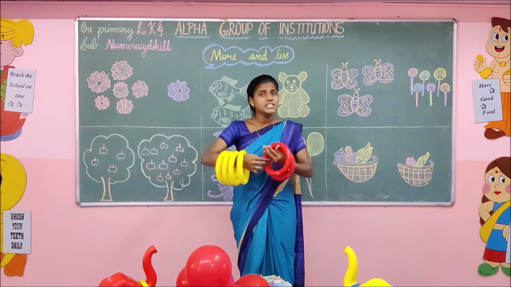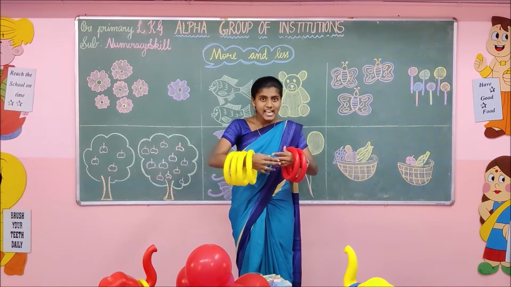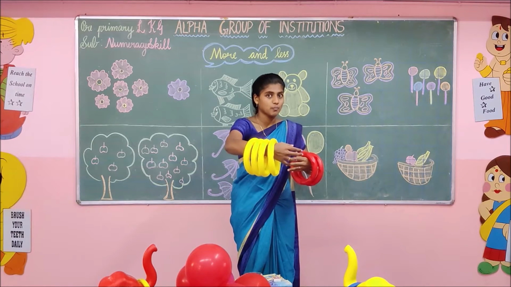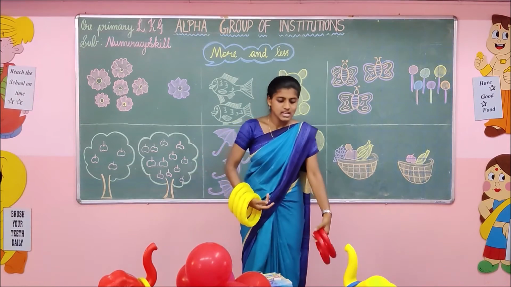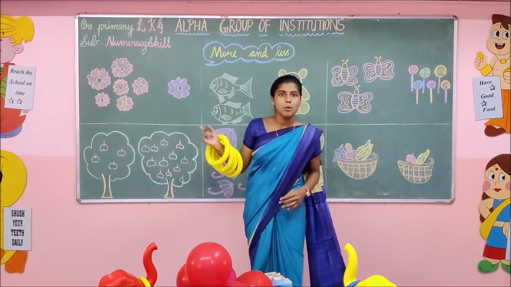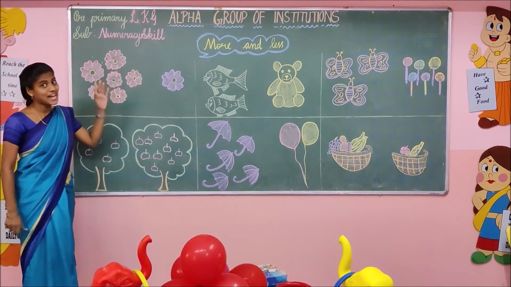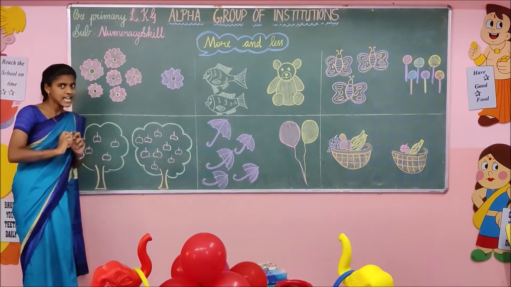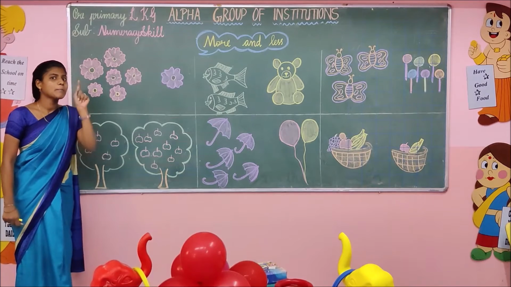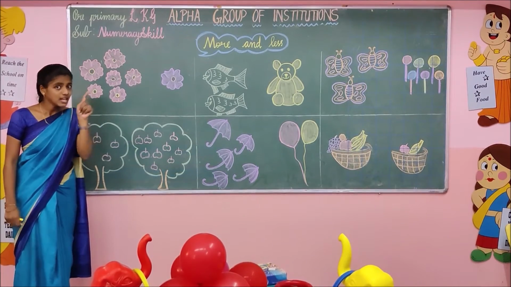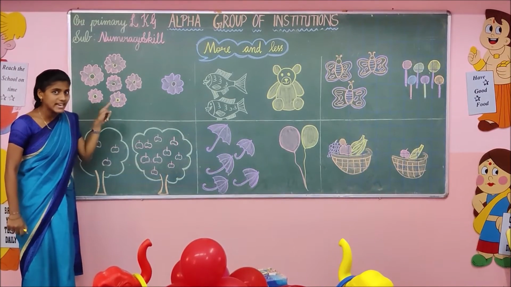Which is more? Which color ring is more and which color ring is less? Yes, yellow color is more and red color ring is less. Okay, shall we find and write on the board which is more and which is less? Now we are going to find which is more and which is less. How will we find? By counting. Shall we count and write the number and find more and less?